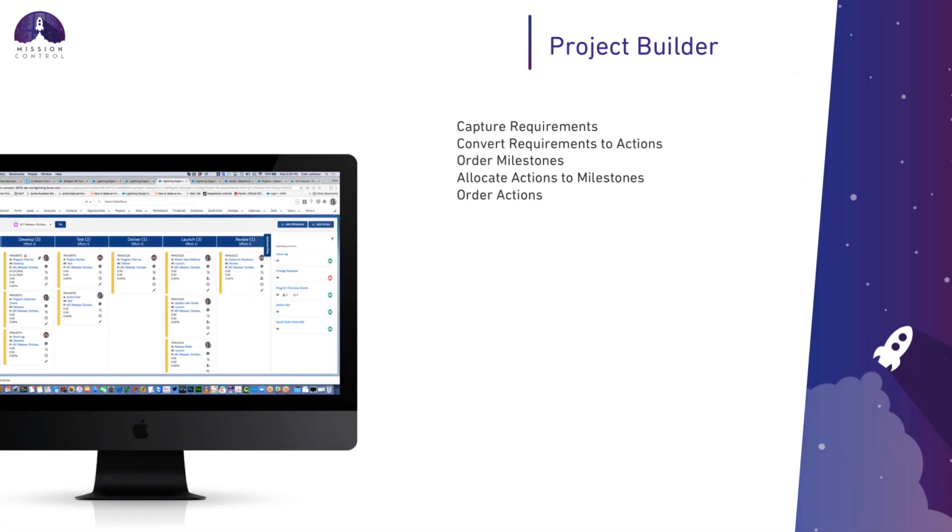Taking that requirements board onto the project, we've got another new page coming in called the project builder. Once you've allocated your requirements to a project within that program, you can come to the project builder and convert those requirements over to actions within a milestone. So this allows you to build up the entire project plan using that backlog of requirements that have been allocated to this project.